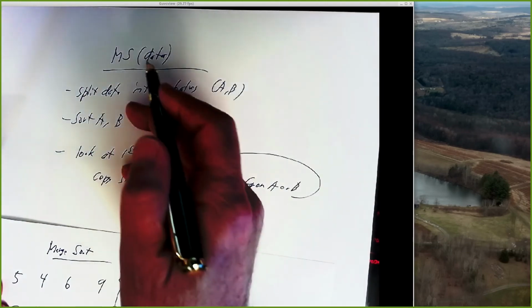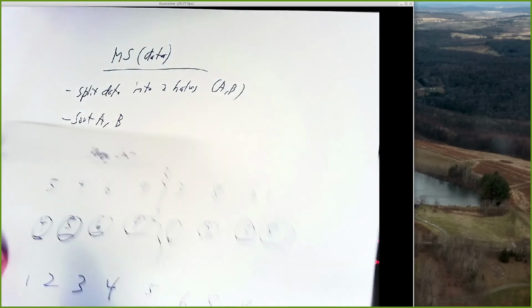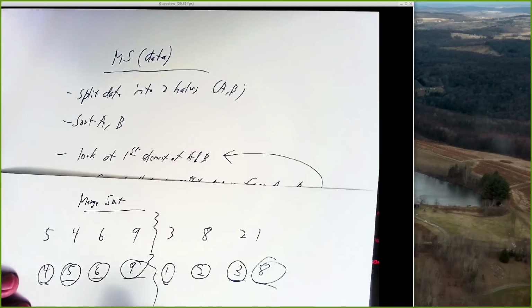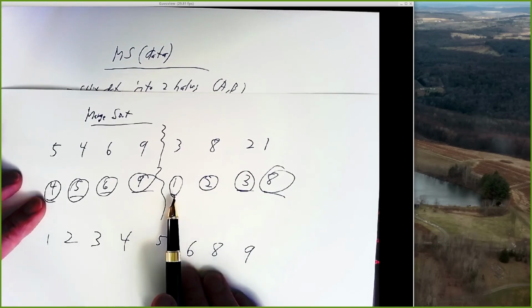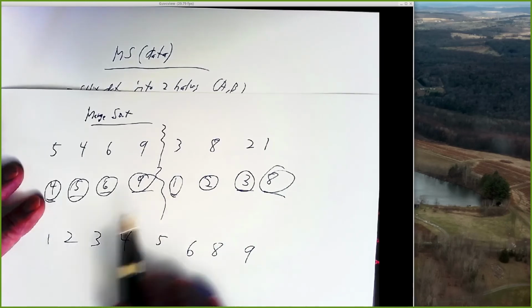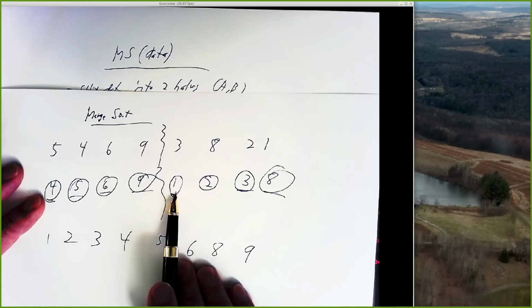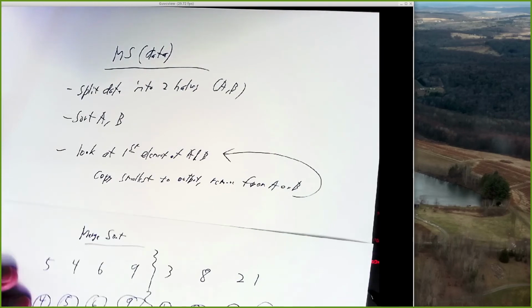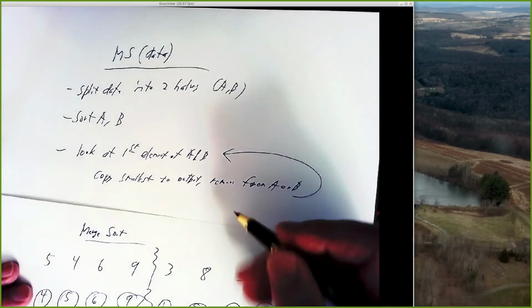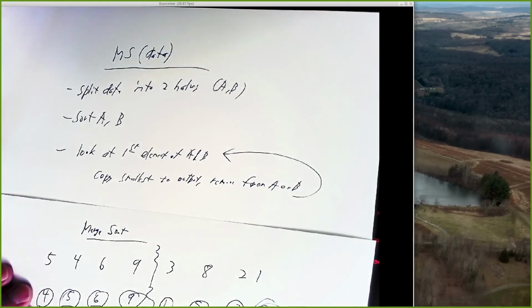So take your data, split it into 2 smaller arrays, A and B, sort those, and then go through and repeatedly pick the first element from A and B, and see which one is smaller. Whichever one is smaller, copy to the output and remove from that array, and just keep doing that. And you're going to do that n times, and when you're done, your output will be sorted.